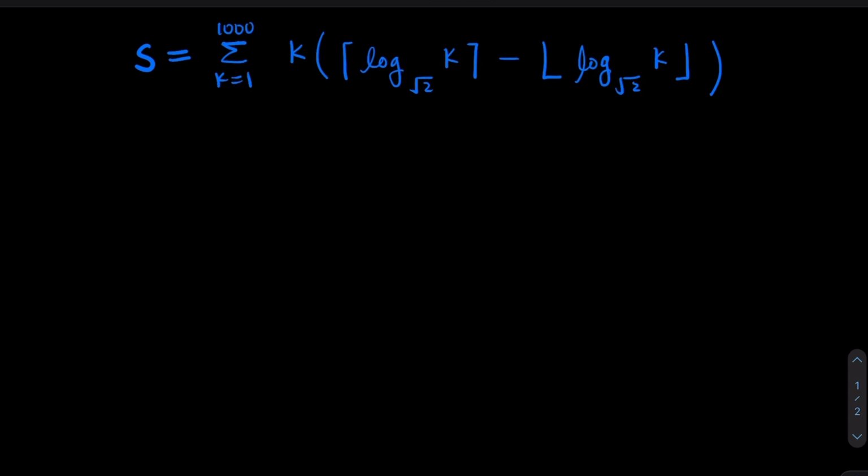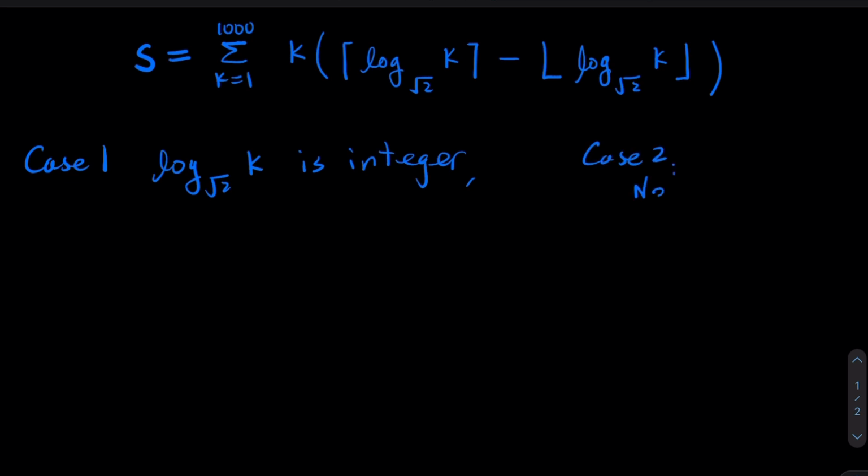Okay, so I have rewritten our problem here and I just set S to be equal to the sum that we are trying to find. Notice that we are working with floor and ceiling functions, so we probably will have to split these up into different cases. One case will be that log base square root of 2 of k, which is just the expression inside these floor and ceiling functions, is an integer, and case 2 is that that expression is not an integer. So these are our two cases here.